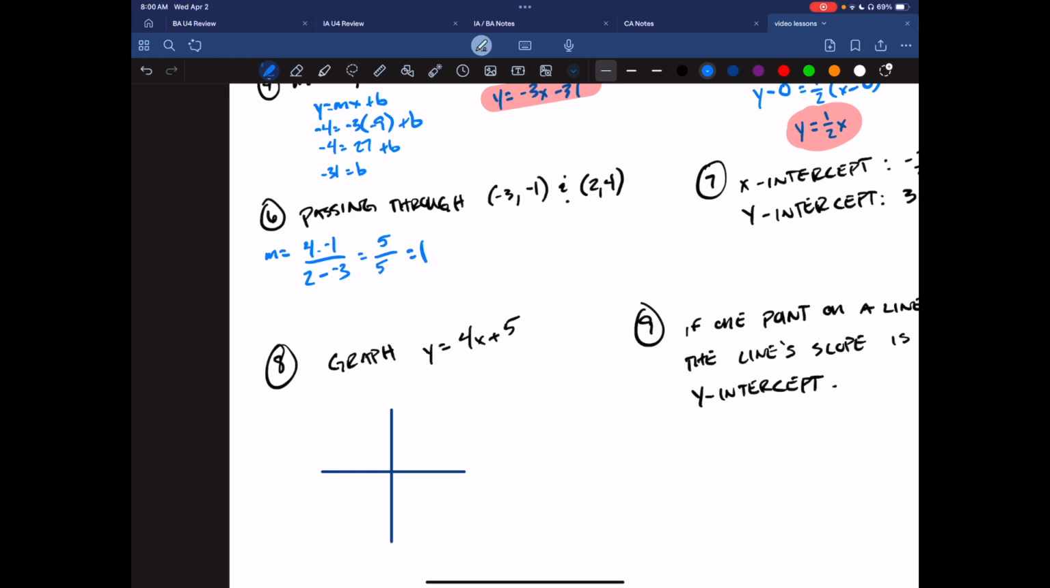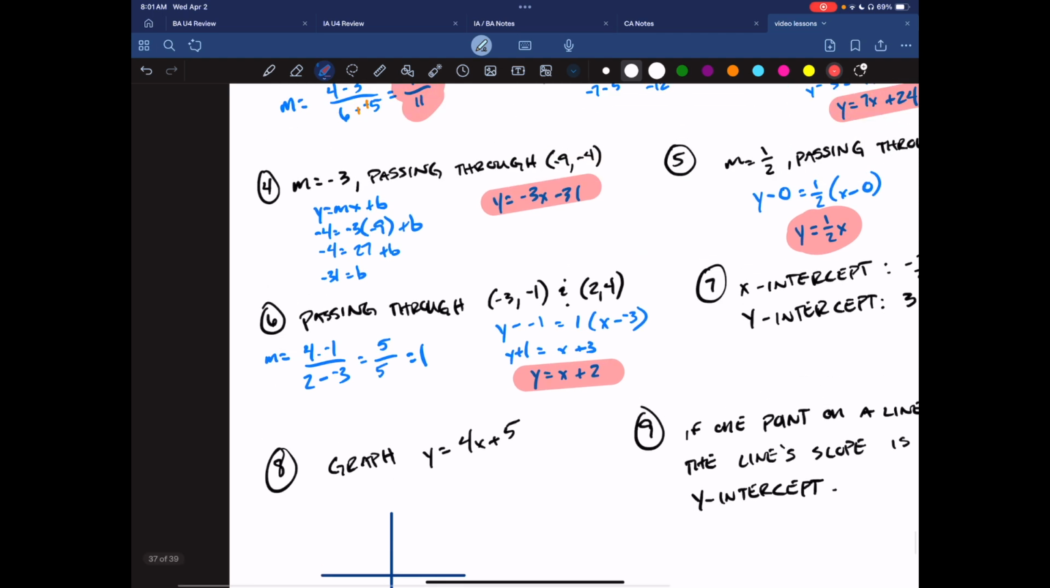Okay, now that you have your slope, you just pick a point. I don't like dealing with negatives, but I'll use point slope. This is going to be y minus negative 1 equals 1 times x minus negative 3. That's going to be y plus 1 equals x plus 3. Subtract the 1, y equals x plus 2. See? Not terrible. If they give you the 2 points, you have to solve for slope first. And then you use either point slope or the method that we used in number 4 to get it.